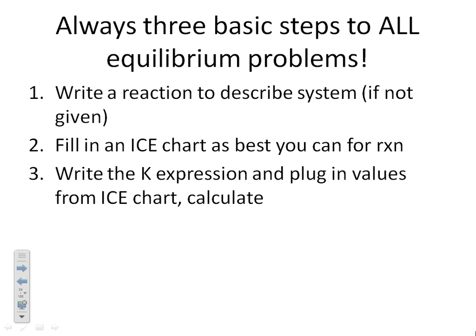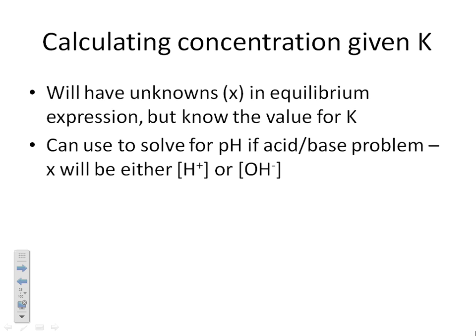Now, when we were determining K from concentration, we were able to fill in the ICE chart completely. Now we've got the opposite situation. We do have the value for K, but we're missing information about concentration, which means that when we have that ICE chart, things are going to look a little bit different. We are lacking information about concentration. That's what we're trying to find. We are trying to determine concentration, which means that we will have unknowns, x's, in our ICE chart.